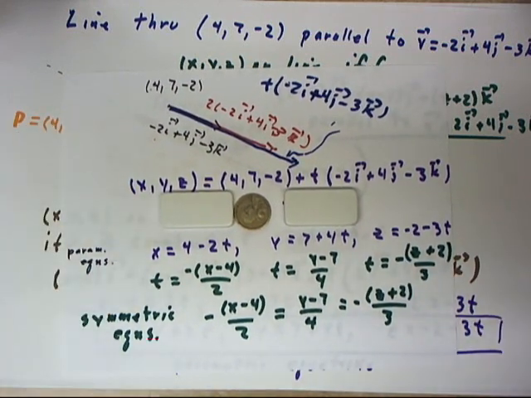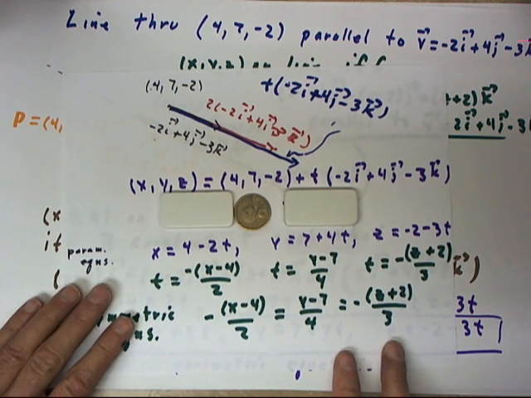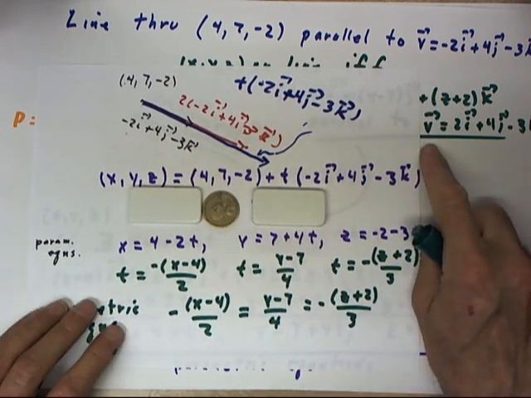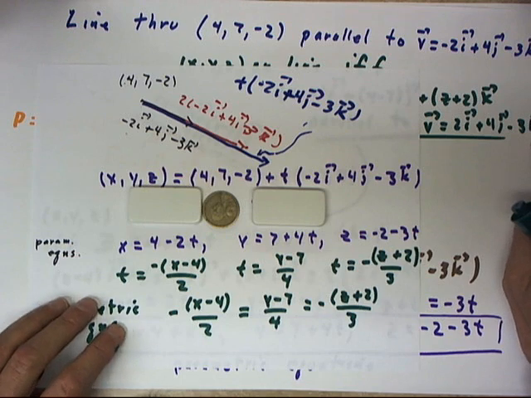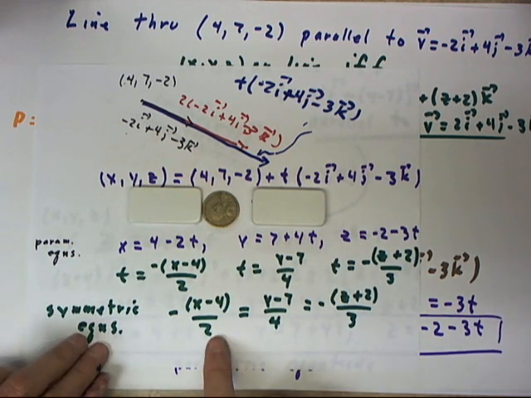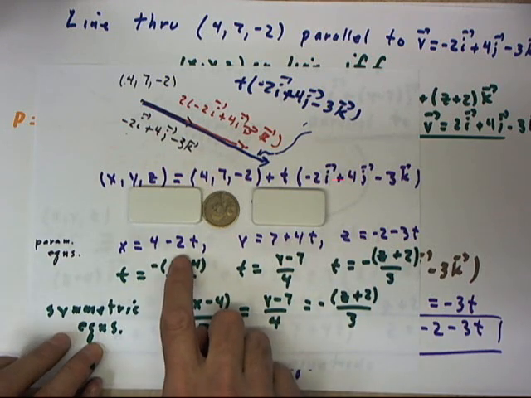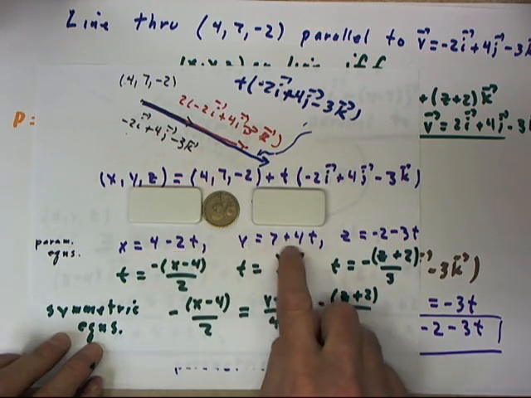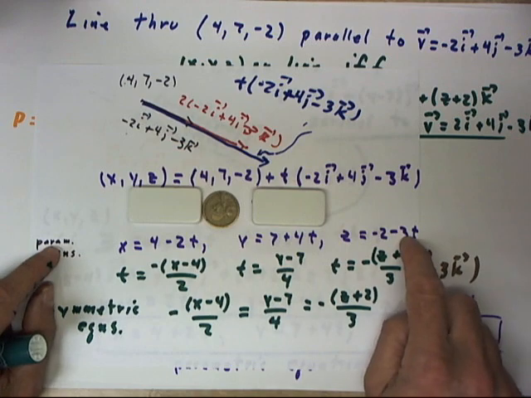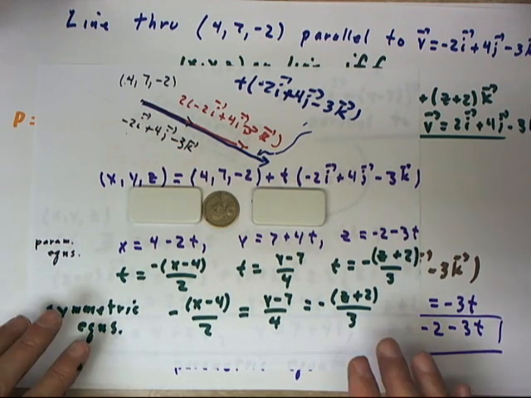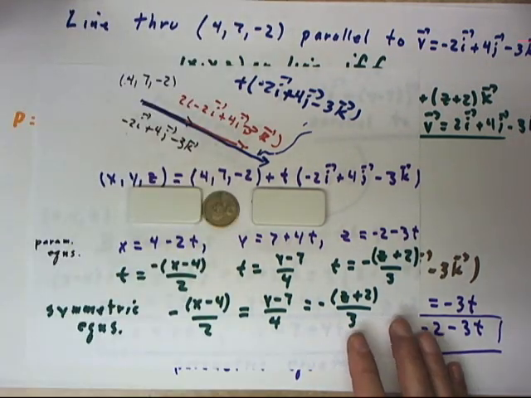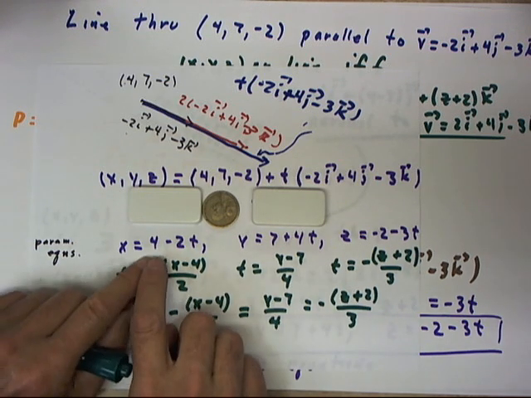It should be clear that the vector v, -2i + 4j - 3k, appears in the denominator of the symmetric equations. It appears as the coefficients of t in the parametric equations. And our point (4, 7, -2) is represented in the parametric equations.